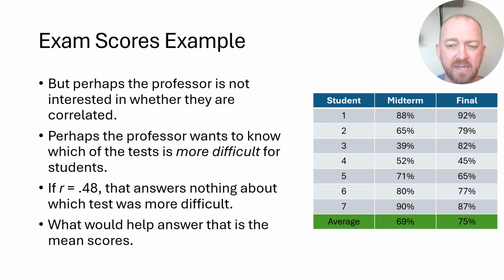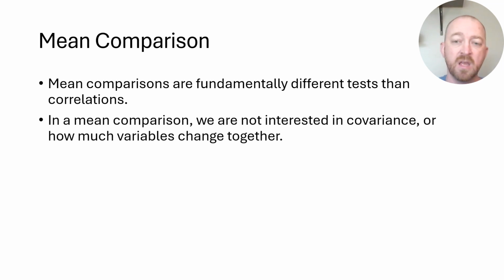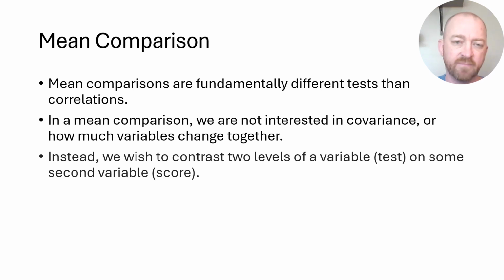Now, this is just a very basic explanation of how mean comparisons work. So mean comparisons answer different questions than the correlation does. A mean comparison is fundamentally different from the correlation in that the mean comparison doesn't care about the covariance between two variables. It doesn't want to see how one variable seems to change with the other variable, for example. It's different than that. In fact, a mean comparison essentially contrasts two levels of a variable with each other based on some other variable. I'll give you some examples of that in just a minute to hopefully pin that down just a little bit more.